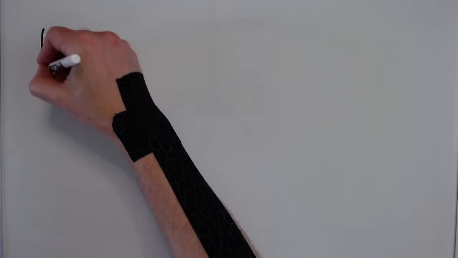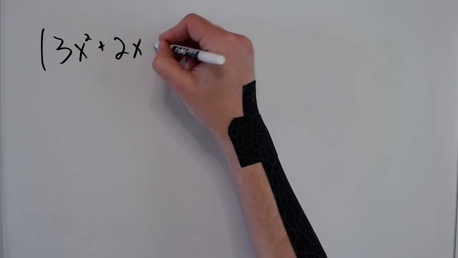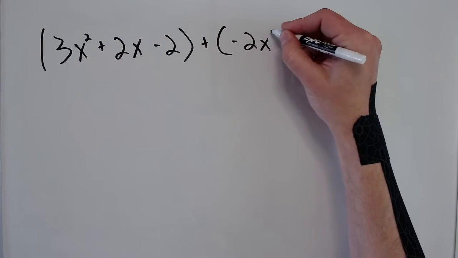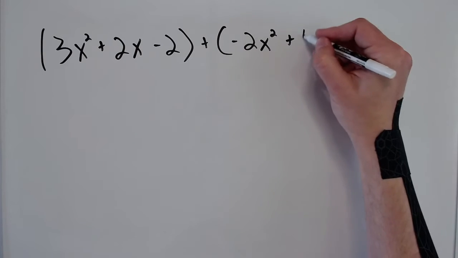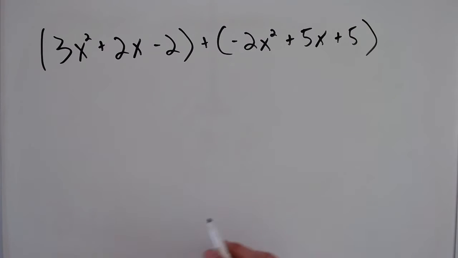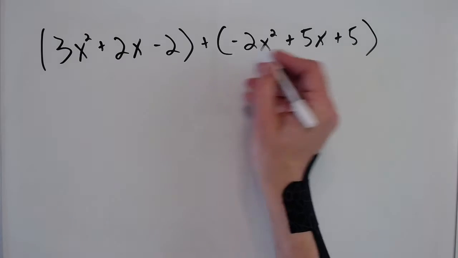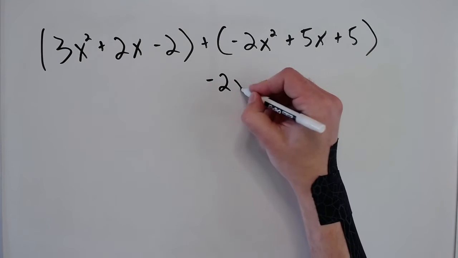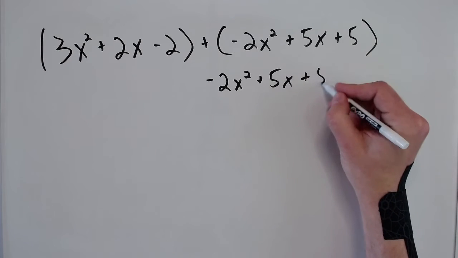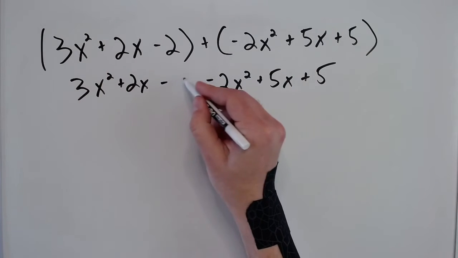Alrighty, let's write out a polynomial. 3x squared plus 2x minus 2 plus negative 2x squared plus 5x plus 5. Okay, so I'm going to take away the parentheses, but to do that we need to make sure we rewrite this properly. So this one will end up being minus 2x squared plus 5x plus 5, and everything else is the same over here. 2x minus 2.